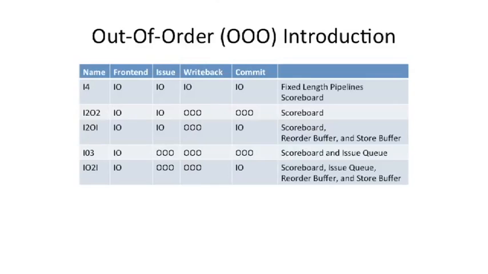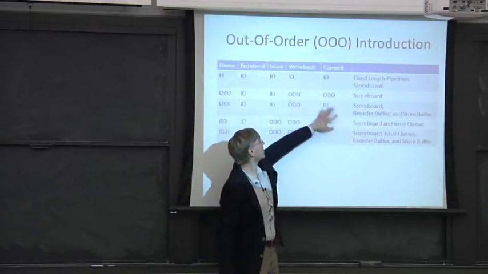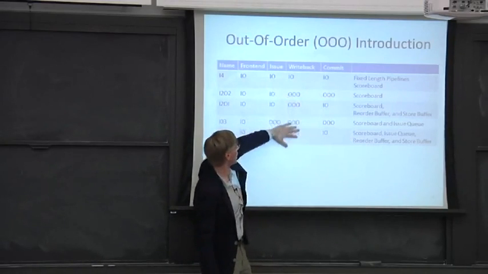Write back. So this is writing to something that looks like a register file, but not necessarily having hit the commit point of the processor. This means that things are no longer in flight in the bypass network. It's been committed to a register file. I won't call it the register file just yet. You can do that in order or out of order.